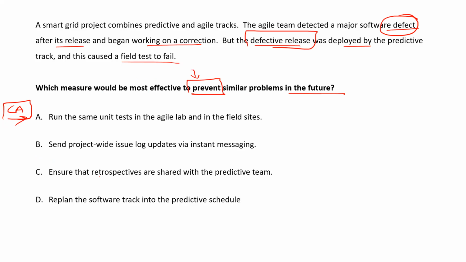So why do I have to share the retrospects with the predictive team? This is what? Corrective action. The question is about preventive action. You will never do the suicide, right? It's just suicide.